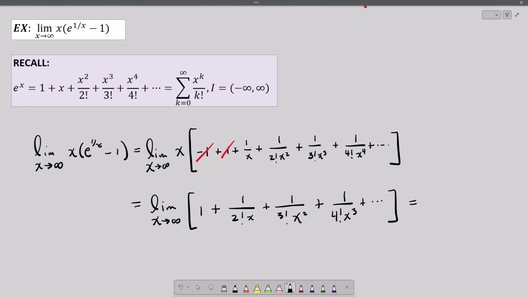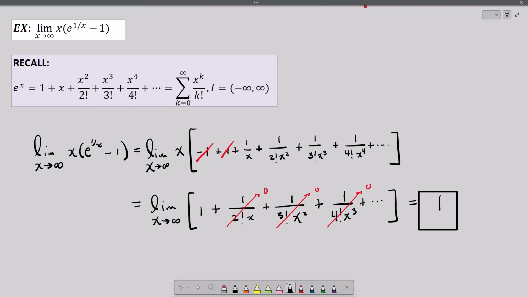All right, so you should end up with another limit of 1. All these are going to go to 0. And we're going to have a limit of 1. Maybe I should create an example that doesn't have a limit of 1.